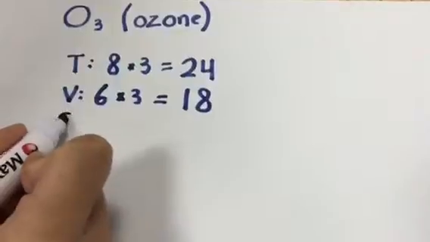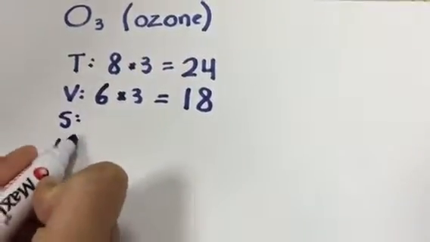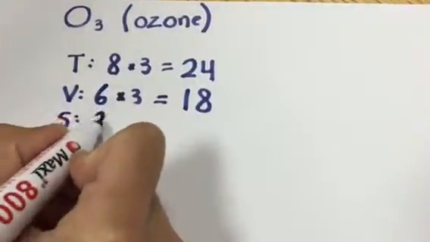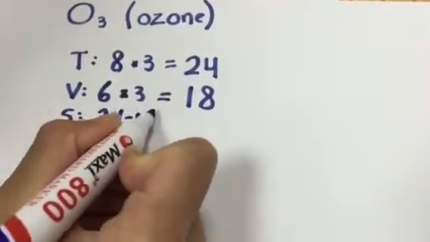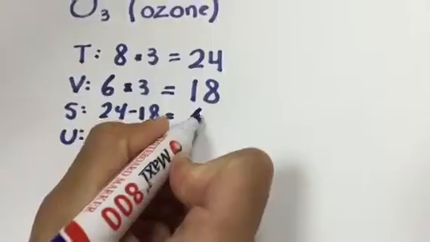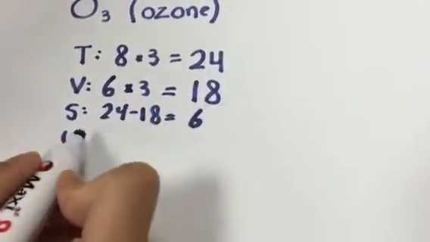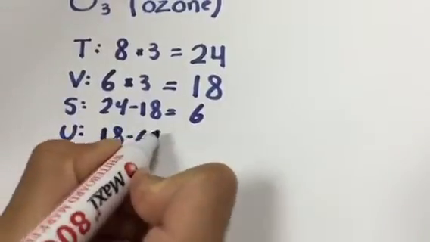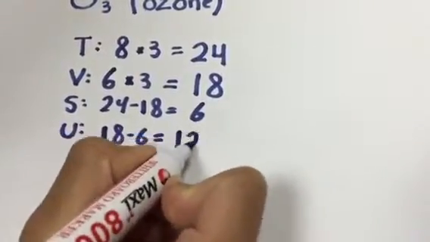And then we find the shared electrons and the unshared electrons. For the shared electrons, it's 24, the total, minus the valence. So 24 subtracted by 18 equals 6 shared electrons. And to find the unshared, it's 18 minus 6, which equals 12.